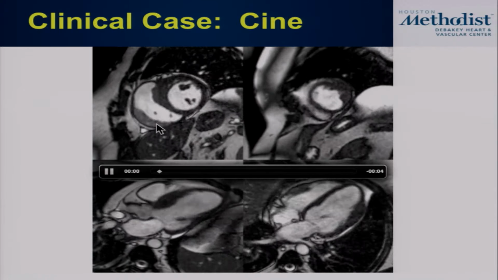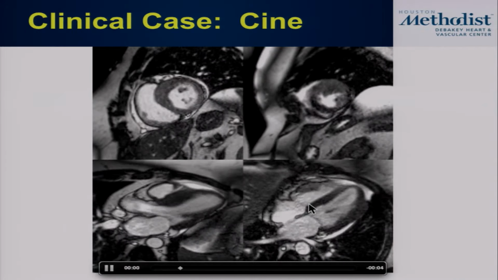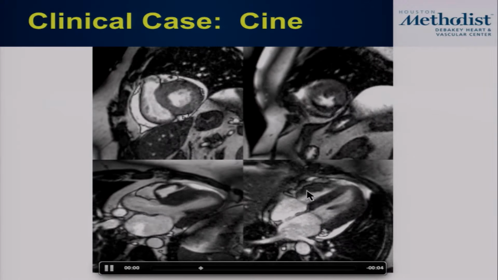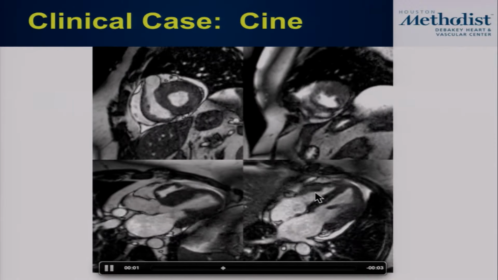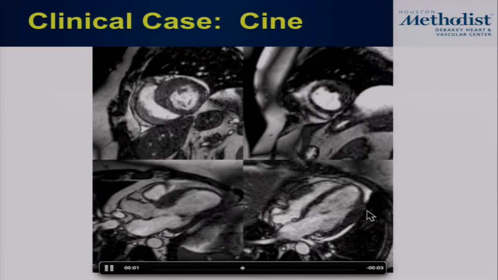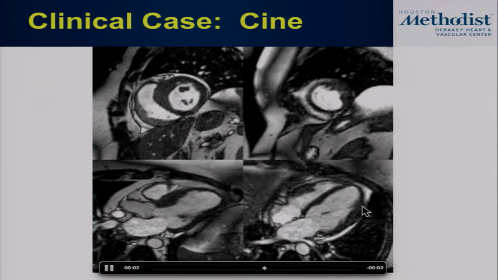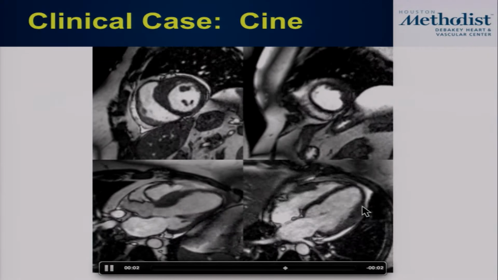On this view, look at the long axis view. Yeah, so RV function I think is probably okay, but what else do you notice? What about RV wall thickness? There's a focal area of increased wall thickness. And then what about on this long axis view, even the lateral wall? There's an area of increased wall thickness, right? So clearly you've got some structural abnormalities that we can see here.